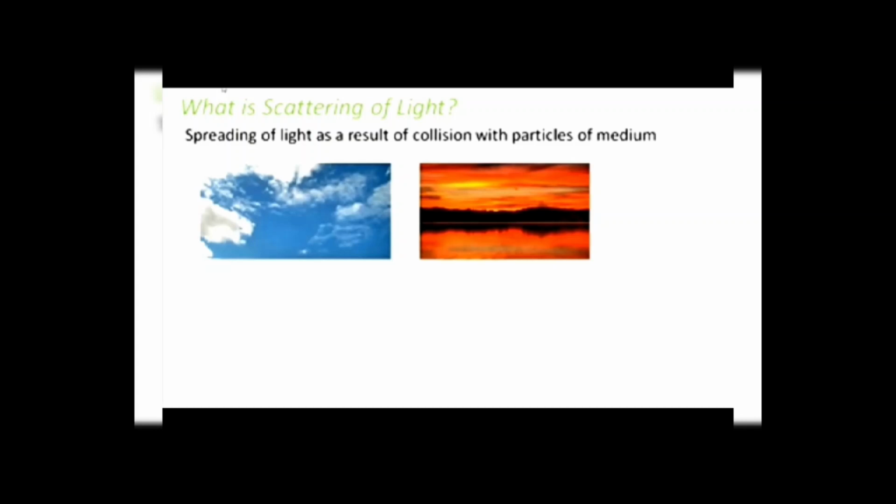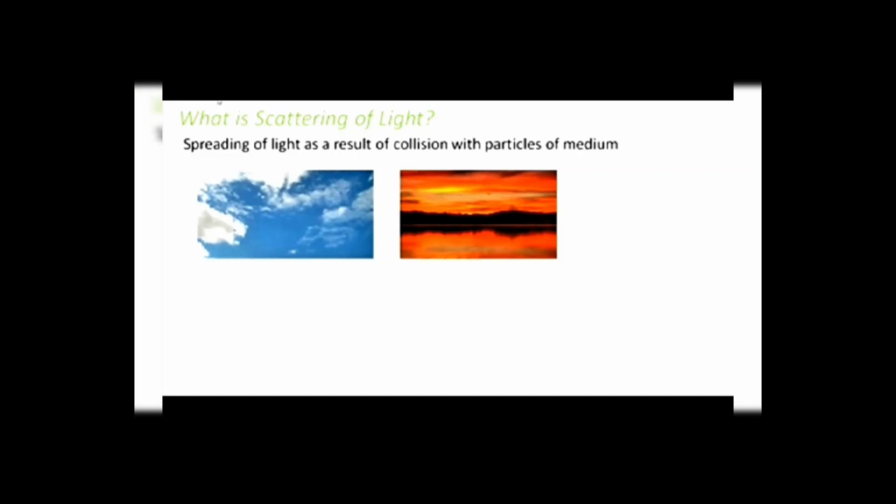So the most important and common example of scattering of light is the blue color of the sky. We all can see the sky as blue because of the scattering of light. Similarly, you would have seen that during sunrise and during sunset, the sky appears reddish. So that's also because of the scattering of light. Now let's first understand what is scattering.